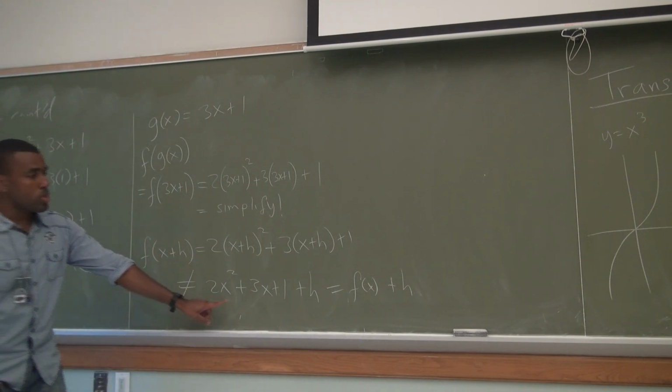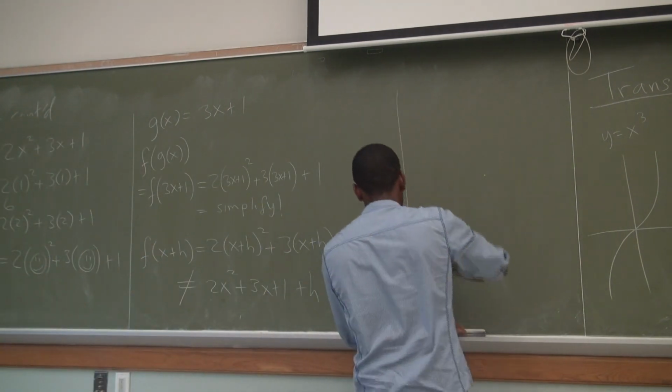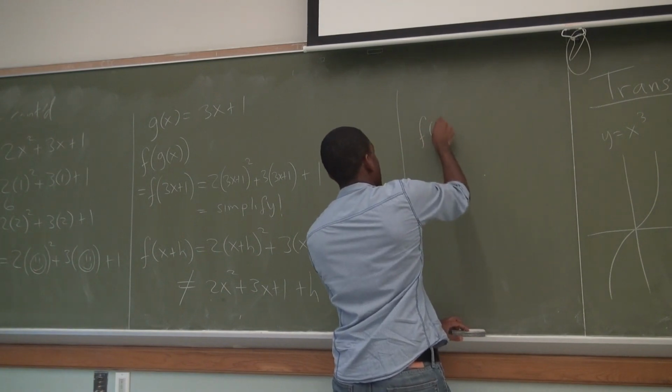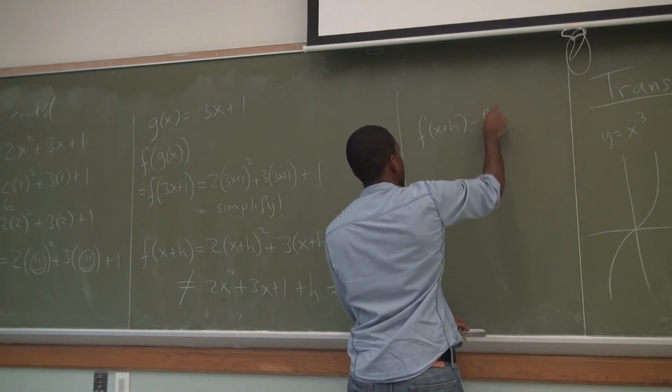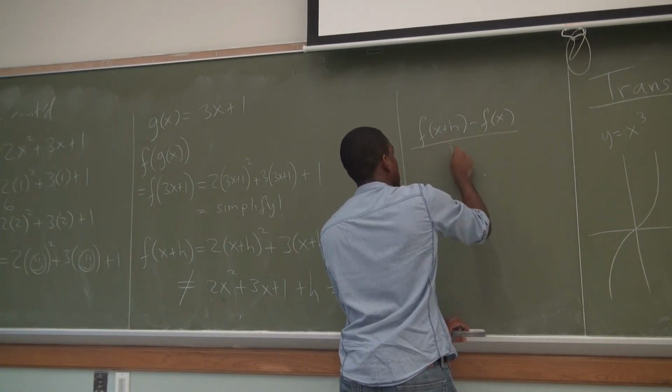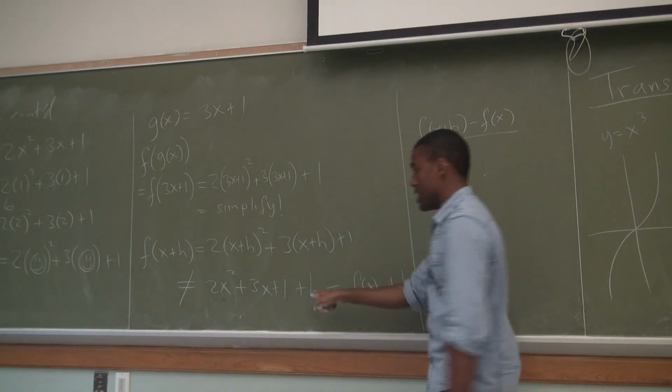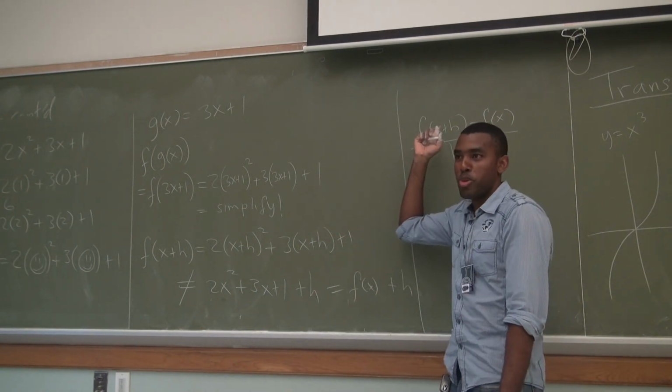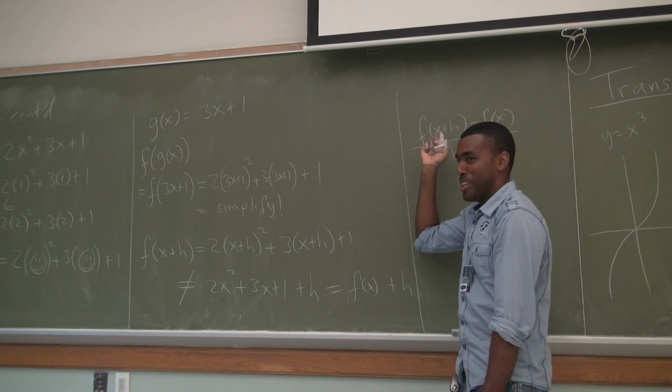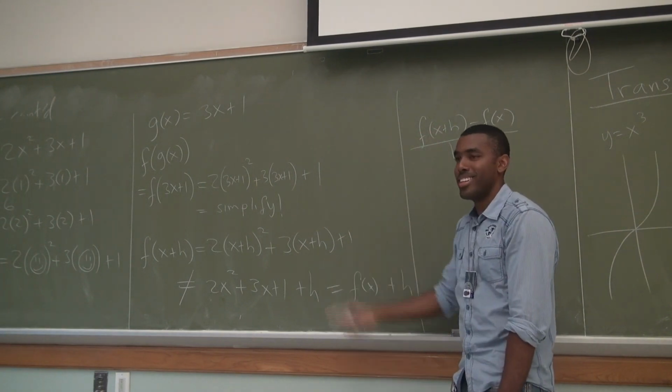I can know when people do that because I often ask you to find f of x plus h minus f of x, over h. And if you do this, the answer will always be 1, no matter what the function is. So anytime I see you write 1, I know, oh yeah, we did that.